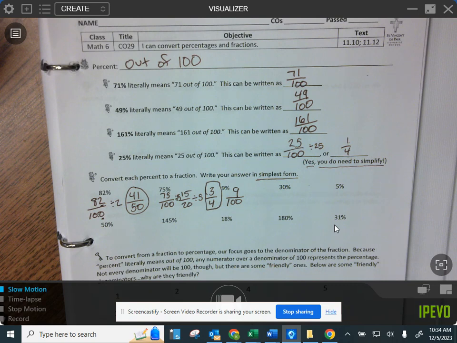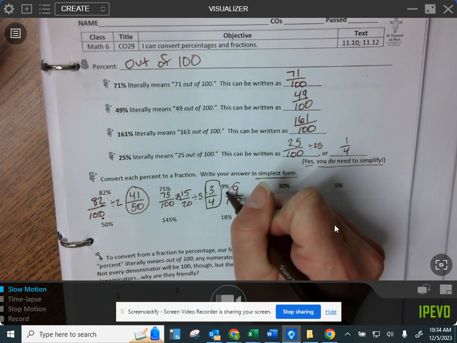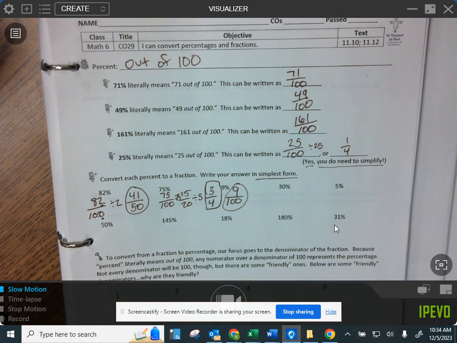So 9 and 100 do not share a same factor that we could divide out of it. So it is as simple as it gets. We don't always have to simplify. Sometimes it's already as simple as it gets. But remember, whatever you divide the top by, you have to be able to divide the bottom by the same number. You have to get a whole number, not a decimal.